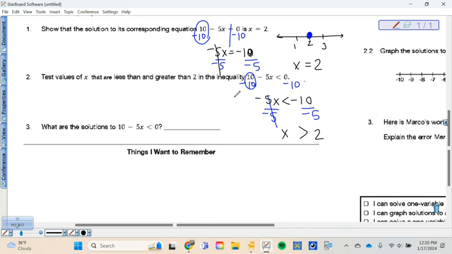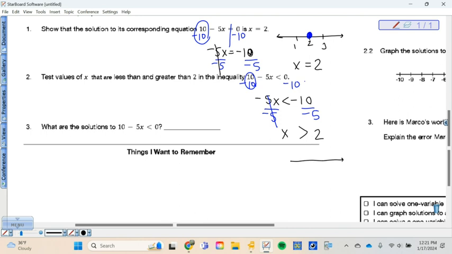So solving an inequality, we saw this yesterday as well, is exactly the same as solving an equation. The only difference is when we divide or multiply by a negative number, then we have to switch the sign, right?